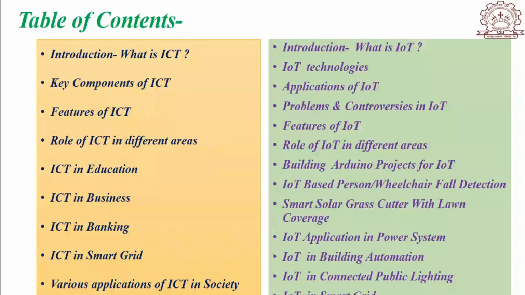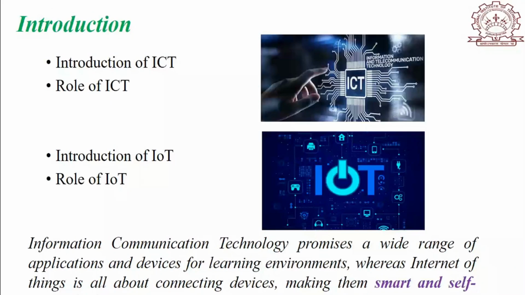ICT. So first, let us define what ICT is and what IoT is. ICT is information and communication technology, and IoT is the Internet of Things. ICT promises a wide range of applications and devices for learning environments, whereas IoT is all about connecting devices, making them smart and self-controllable. This word is more important here in terms of IoT: whenever we are talking about IoT, smart and self-controllable.